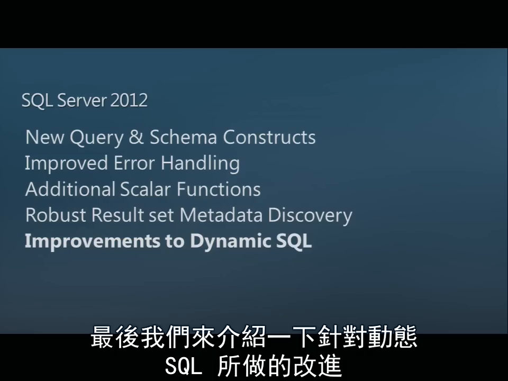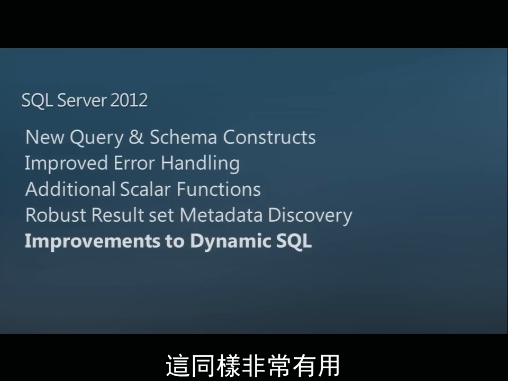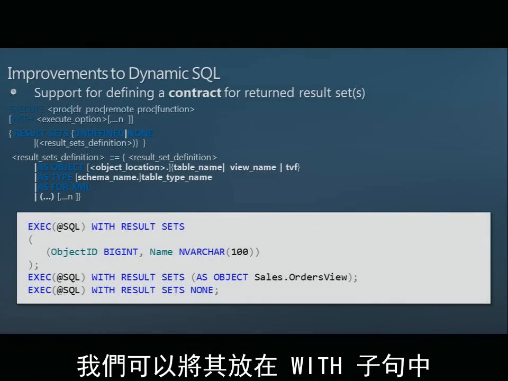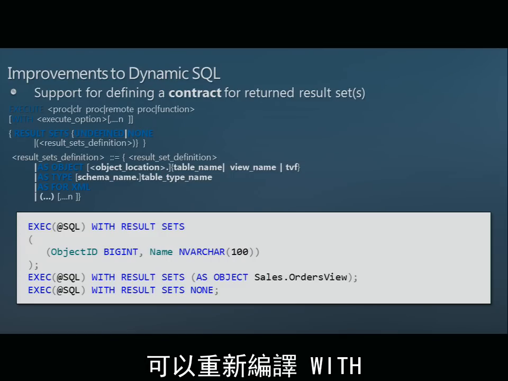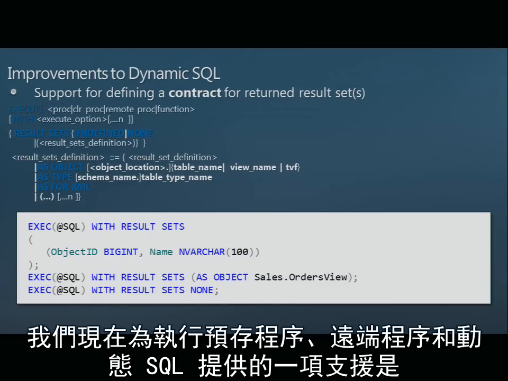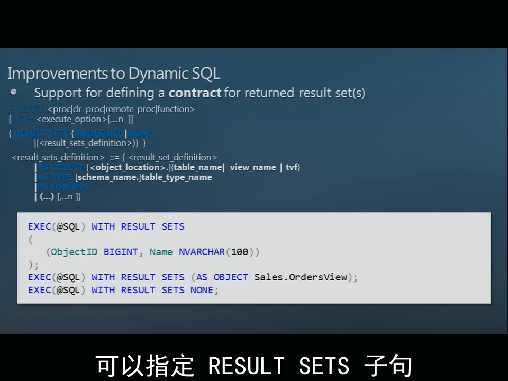The last thing I wanted to cover is improvements that we made to dynamic SQL. And this is also an interesting one. Before, the EXECUTE statement had one argument that you could provide in the WITH clause. You can say WITH RECOMPILE to force SQL Server not to use a plan that was compiled and put in the plan cache. What we now support, both for executing stored procedures, remote procedures, as well as dynamic SQL, is that you can specify the RESULT SETS clause.